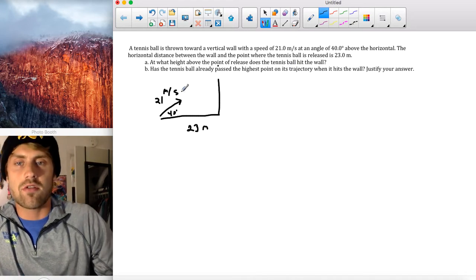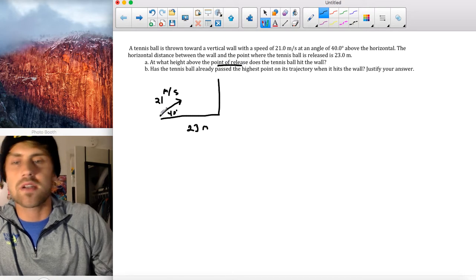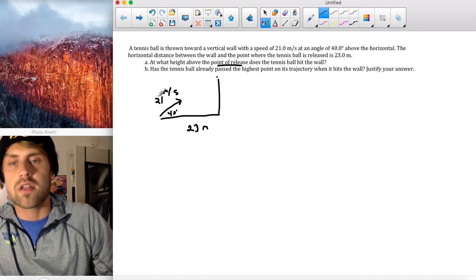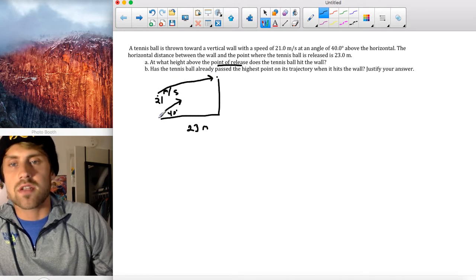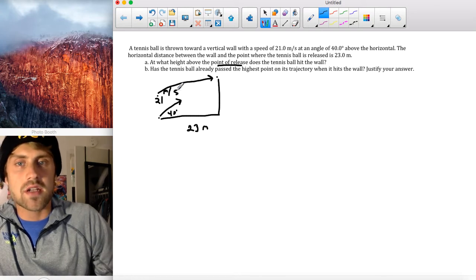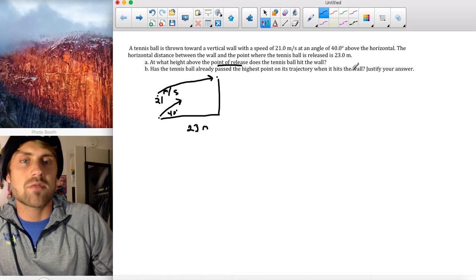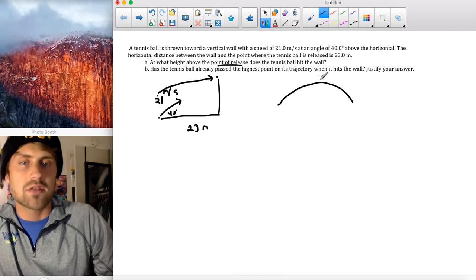Okay, so how high above point of release? The point of release is important because then we can ignore how tall the tennis player is, because otherwise it would hit at a higher point on the wall if we included how tall the person is. Instead, we can just pretend the ball is released from 0. The second part asks, has the tennis ball already passed the highest point in its trajectory? You guys know that if we were to just throw a tennis ball, we'd get some kind of parabola. So it's basically asking, have we hit our apex yet?